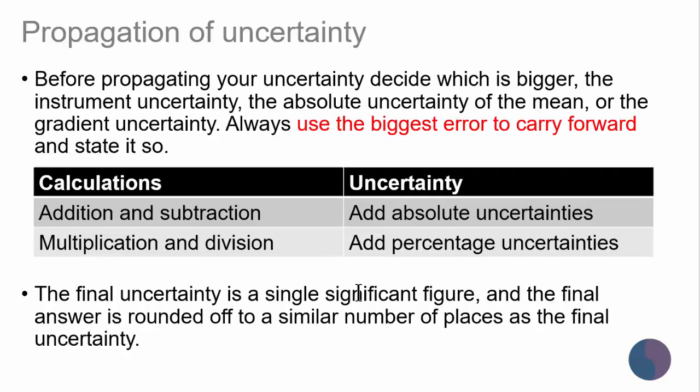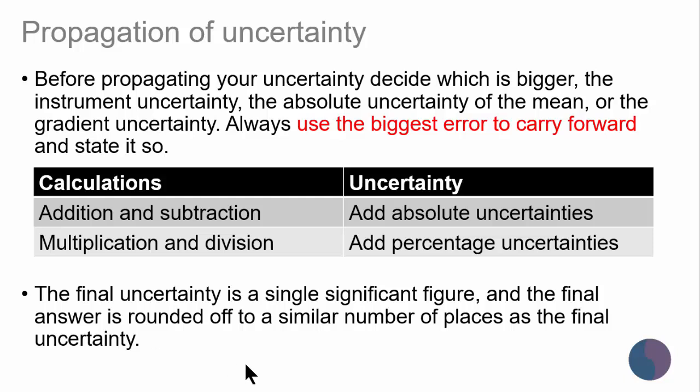When you're propagating uncertainty, always go for the largest error and apply that to all of your values. As I said before, when you're adding and subtracting, you add the absolute uncertainties. And when you're multiplying and dividing, you add the percentage uncertainty. This is not very big in tests, but it is very big in your internal assessment. So I'm going to set it out as an internal assessment and use an actual internal assessment to show you how to do it properly.